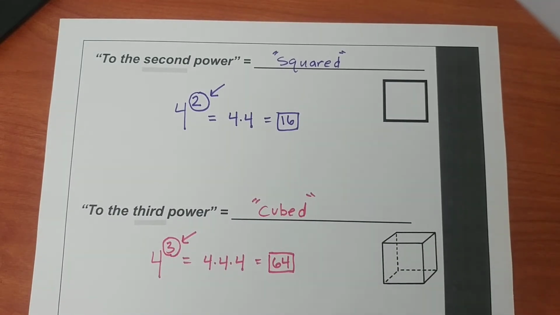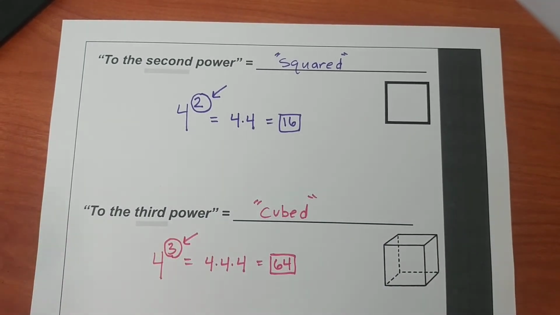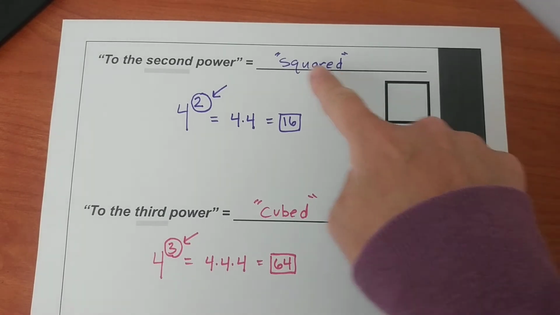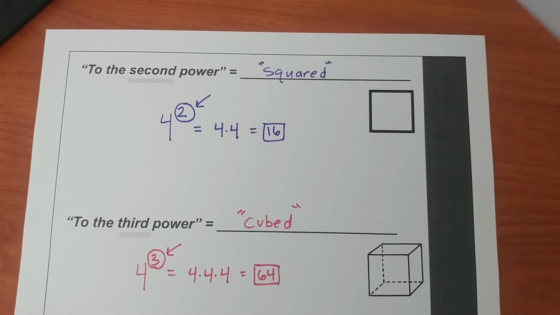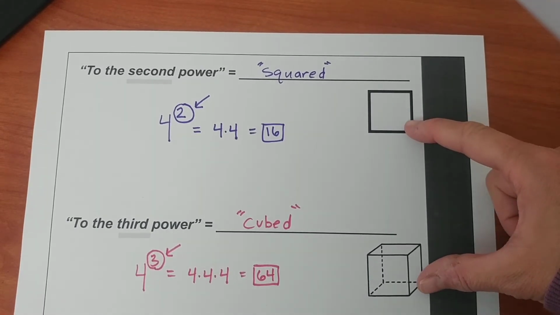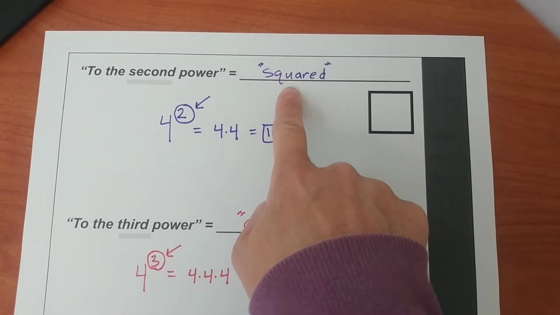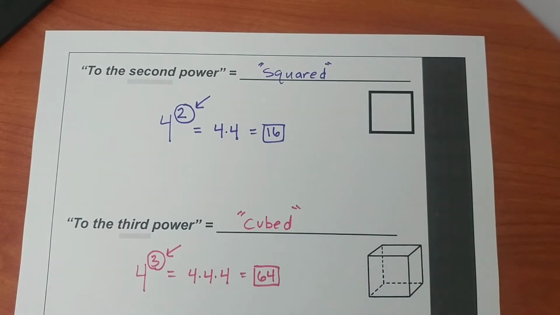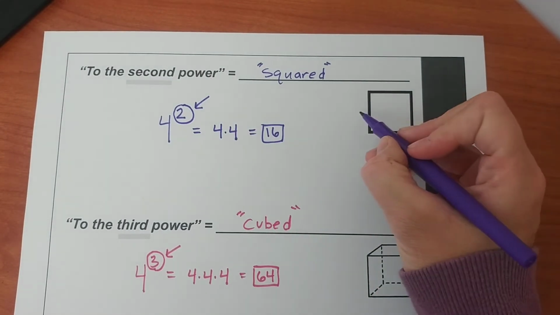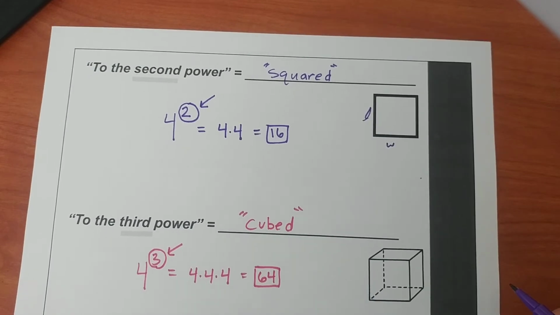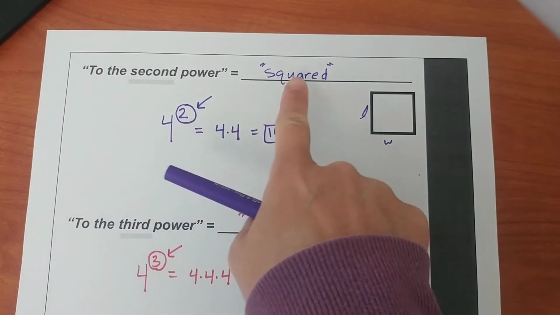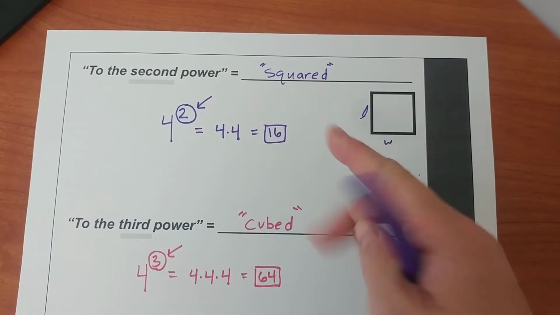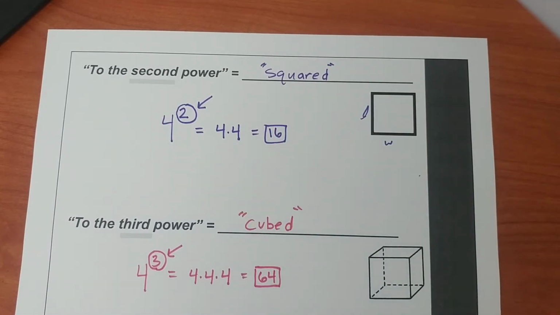Now, how can you keep these two separate? How can you remember that squared is 2 and cubed is 3? Do you have a way to do that? Well, you see my pictures here? A square is flat. It's 2-dimensional. A square has a length and a width, 2 dimensions. So when I see the number 2, I can think, oh, that's square because a square has 2 dimensions.